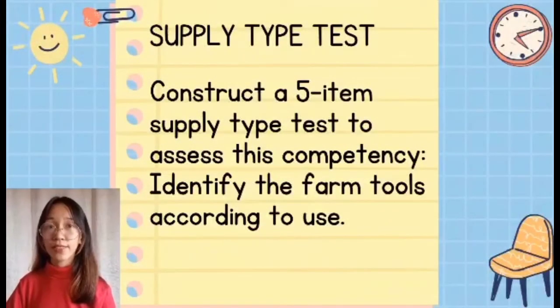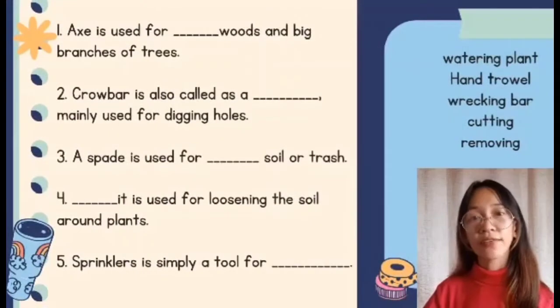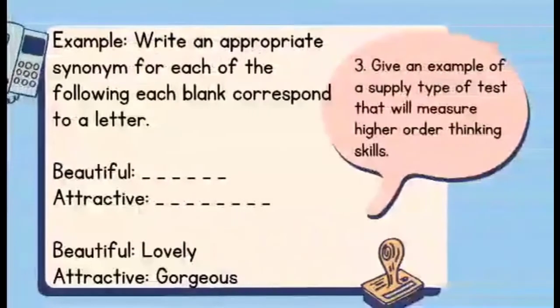Another useful device for testing lower order thinking skills is the supply type of test. Like the multiple choice test, the items in this kind of test consist of a stem and a blank where the students would write the correct answer. Example: construct a 5-item supply test to assess this competency. Identify farm tools according to use.